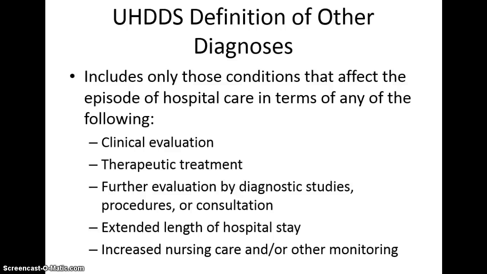In this part of Chapter 3 for the UHDDS, we're going to talk about other diagnoses. The UHDDS definition includes those conditions that affect the hospital care in terms of needing clinical evaluation, receiving therapeutic treatment, requiring further evaluation either by diagnostic studies, procedures, or having a consultant come in, conditions that extend the length of the hospital stay, and conditions that increase nursing care and/or require other monitoring.